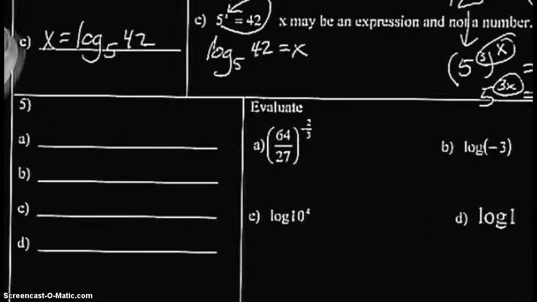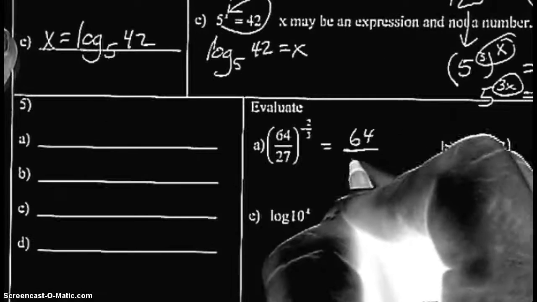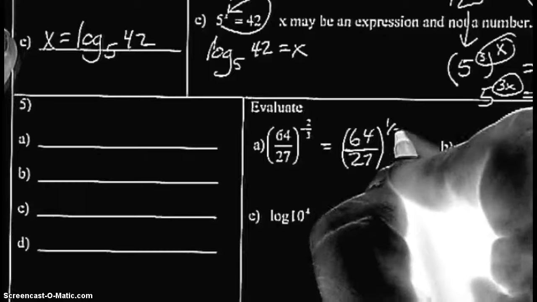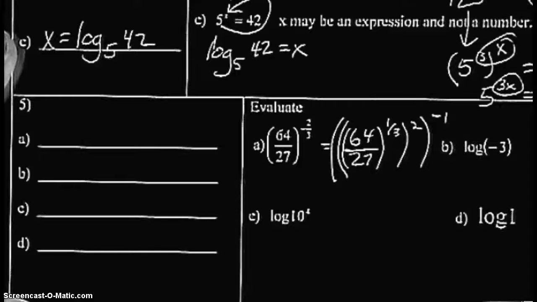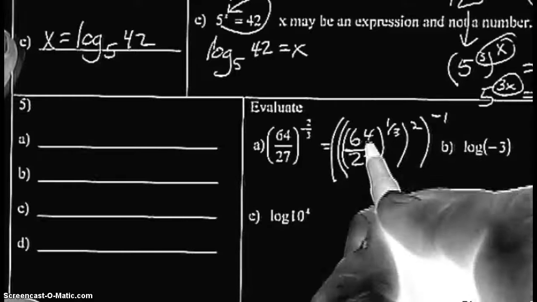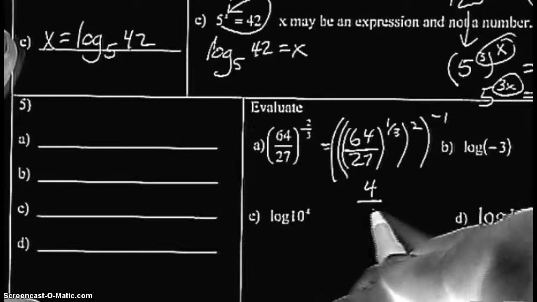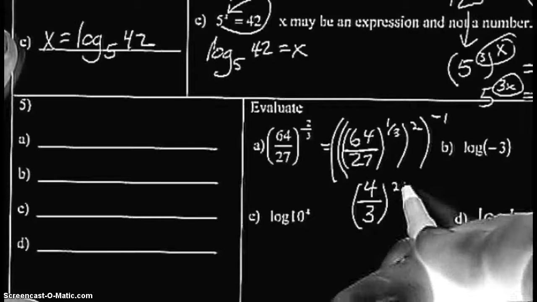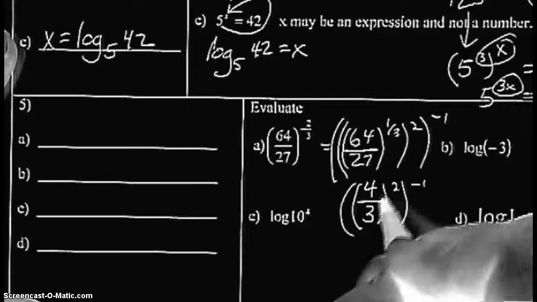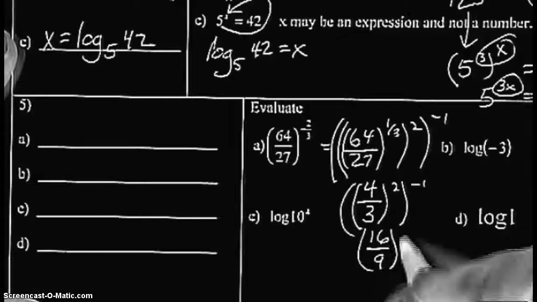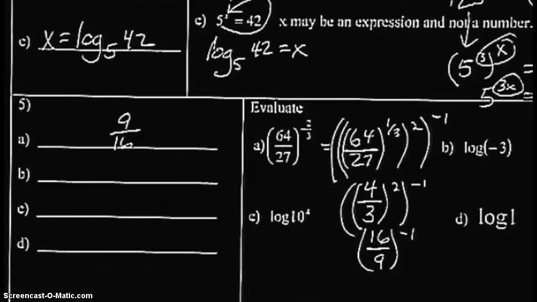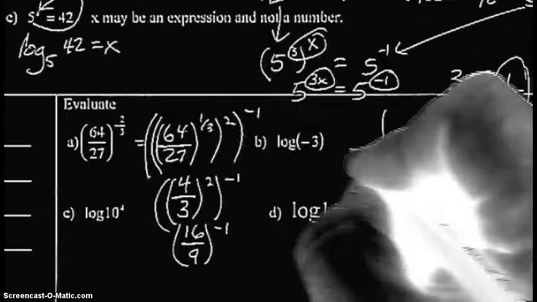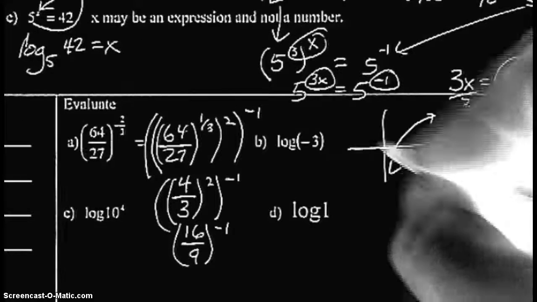I told you to do the root power flip thing idea, right? Always doing the root first, and the power second, and the flip last. So the cube root of 64 would be 4, cube root of 27, 3. And then we square that, and that gives me 16 over 9. And lastly, we flip it over, 9 over 16. Root, power, flip.